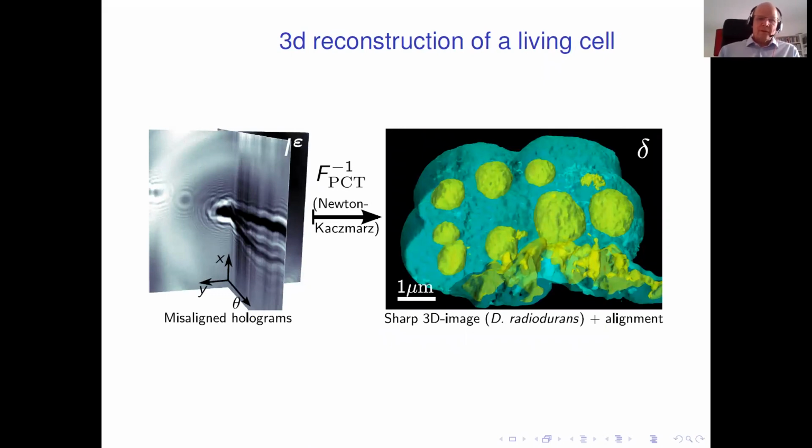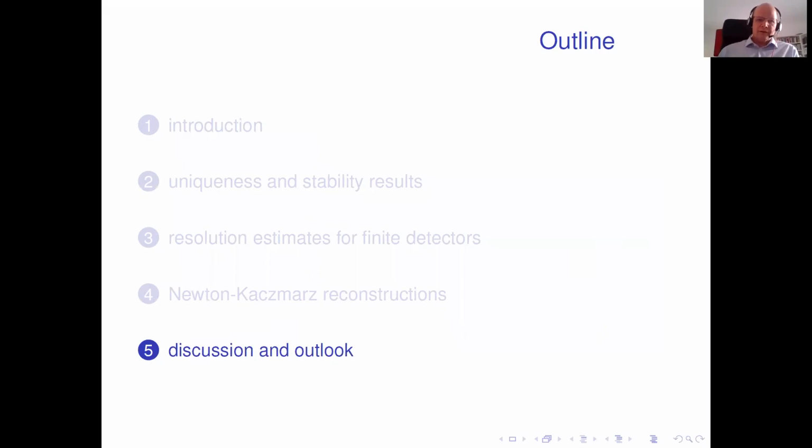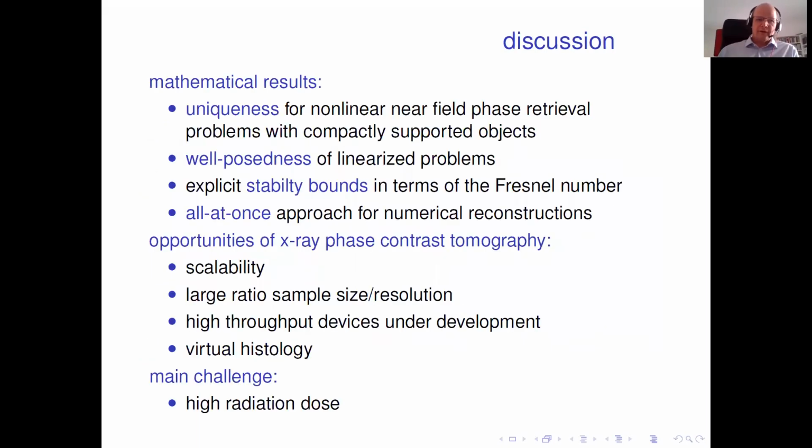Okay, so now let's come to a discussion of the results. First, just a wrap up of the mathematical results that I showed. I showed uniqueness, I showed well-posedness of the linearized problems, explicit stability bounds in terms of Fresnel number, and I also discussed all-at-once numerical reconstructions.